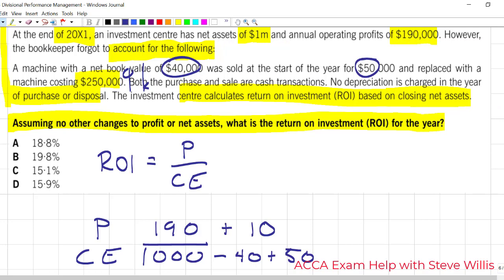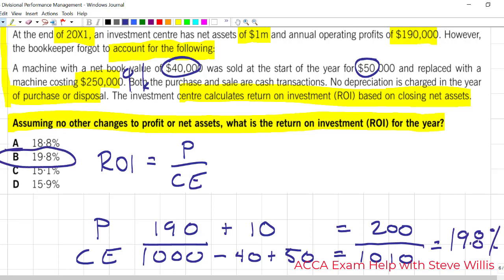So now we get the difference. That's going to be 200 over 1,010. And the answer then is 19.8%. Answer, guys, is B.